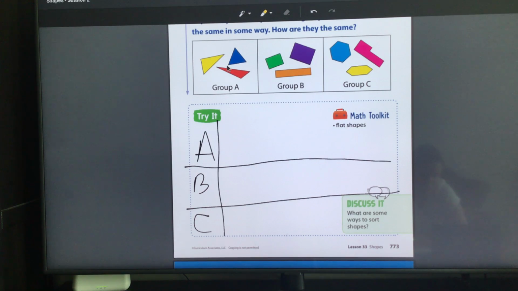So let's look at group A. One of the things that we learned yesterday is to count the corners. And when you count the corners, you could draw circles. The corners are where the 2 points meet. So like here, this has 1, 2, 3. And this shape has 1, 2, 3. And this shape has 1, 2, 3. So that's one way that group A could be the same. They all have 3 corners. So here next to group A, I'm going to write 3 corners.